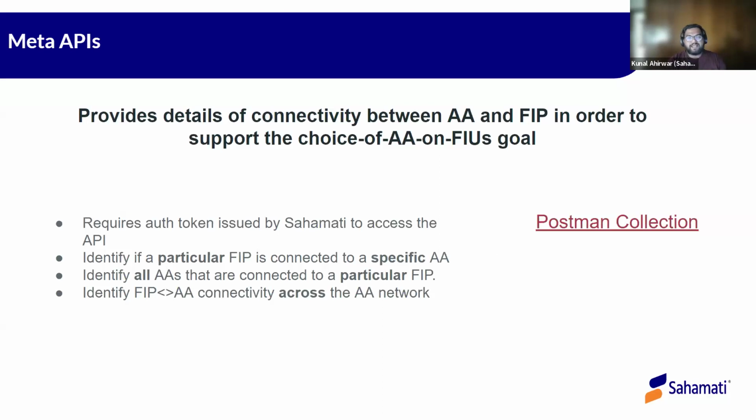You can try it out, you can implement it in your journeys. The goal for this API is to ensure that we are able to provide support for choice of AAs for the FIUs. So any FIU can, using this API, offer a choice of AAs to all of their customers and ensure that the customer doesn't get dropped off due to FIP-AA interconnections.